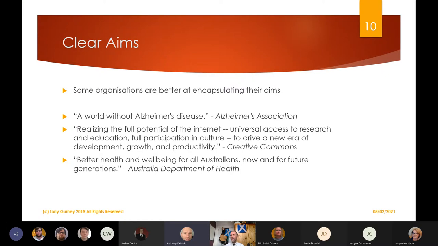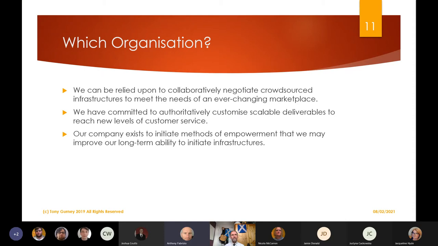So, a wee bit of interaction. Three mission statements there. Anybody want to take a shot at which organisations those mission statements describe? You can either do it verbally or in the chat.